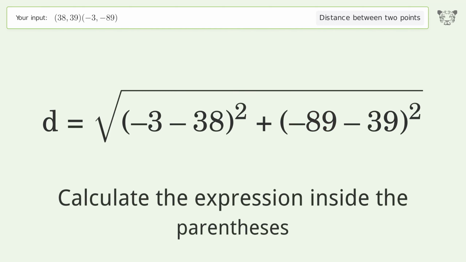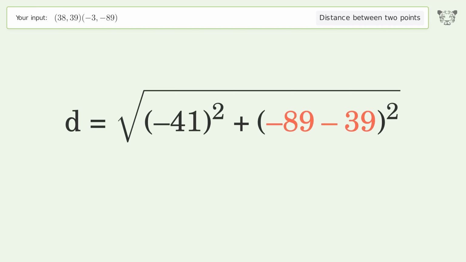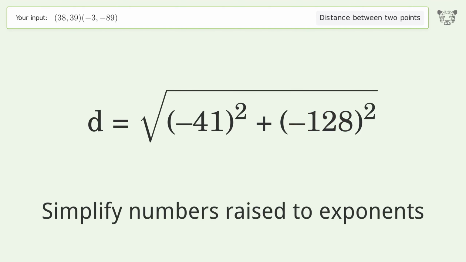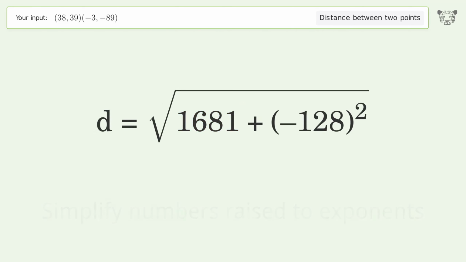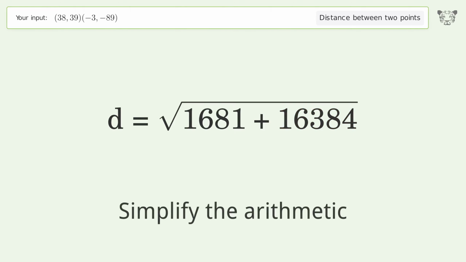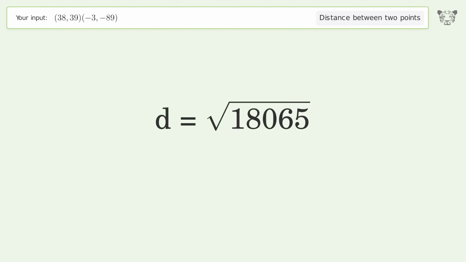Calculate the expression inside the parentheses. Simplify numbers raised to exponents. Simplify the arithmetic. And so the distance between the 2 points is the square root of 18,065, or 134.406.